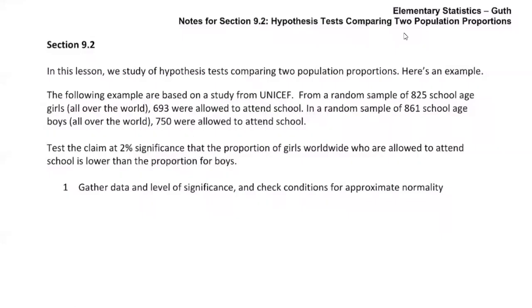All right, so this is section 9.2. This one's a hypothesis test comparing two population proportions, which we set up in 9.1.